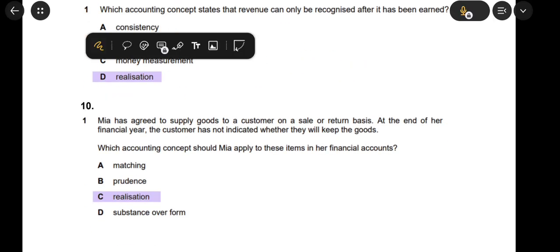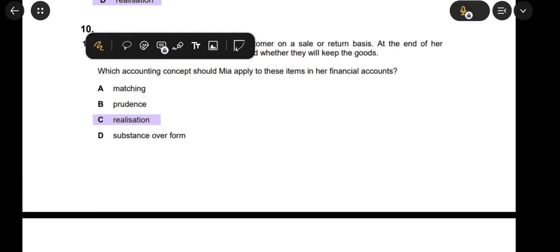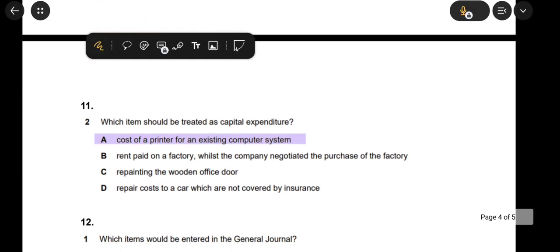Question 10. Mia sent goods on sale or return, but the customer hasn't confirmed. How should she account for them? Correct answer, C. Realization. Explanation. This is tricky. The key is that ownership hasn't transferred yet. Realization says revenue is only recognized when the sale is certain, so until the customer accepts the goods, Mia shouldn't record the sale. Prudence, B, might seem tempting, but the core issue is timing of revenue recognition, which falls under realization.